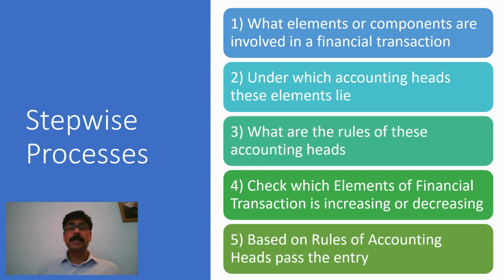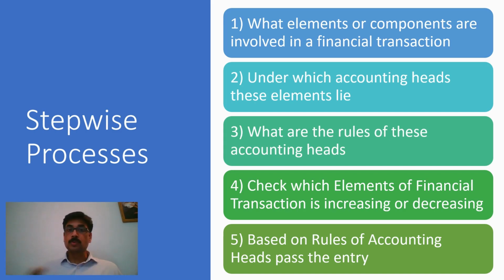Now we need to understand what they mean. So we need to understand the 5 accounting terms which I just mentioned: asset, liability, capital, expense or loss, revenue and gain. Once we understand their definitions, we are able to analyze a financial transaction, see the elements or components it is made of, and see under which category of these 5 heads these elements come.